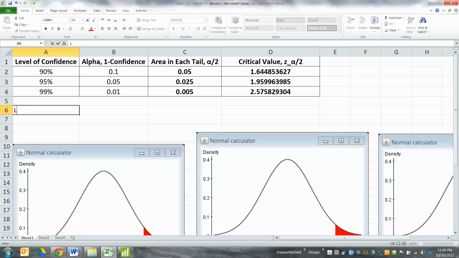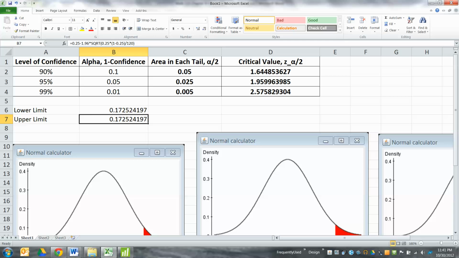So you could say the lower limit is equal to 0.25 minus 1.960 times SQRT, the square root of 0.25 times 1 minus 0.25 divided by n, which was 120, and close your parentheses. So that's your lower limit. And then for the upper limit, it's the same thing, but with a plus sign in it. And you don't have to do it all in one either, like I just did.